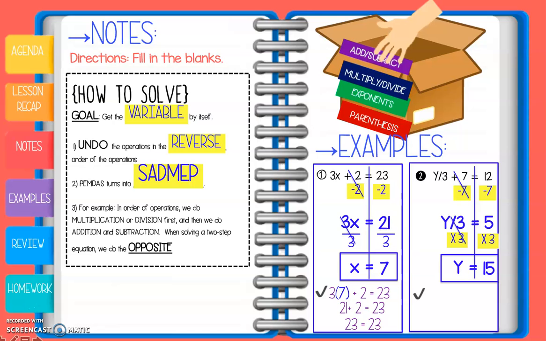Again, we're going to check our work. So everywhere that I see a y, I'm going to substitute in a 15. So instead of y divided by 3, we're going to take 15 divided by 3 plus 7 and see if it gives us 12. Now, when we're checking, we're still using our order of operations because we're working forwards. So 15 divided by 3 gives us a 5, plus 7 equals 12. And then 5 plus 7 gives us a 12 on both sides.